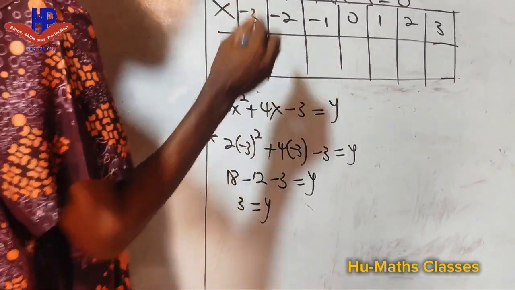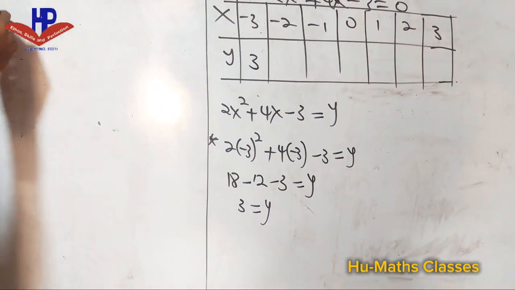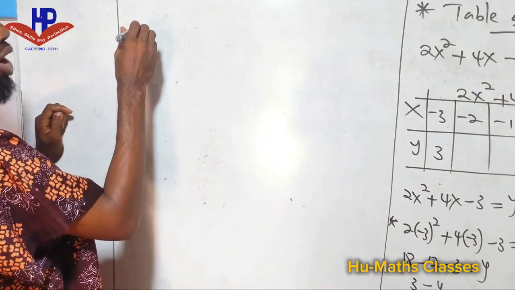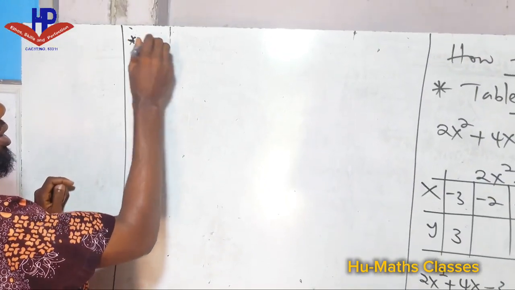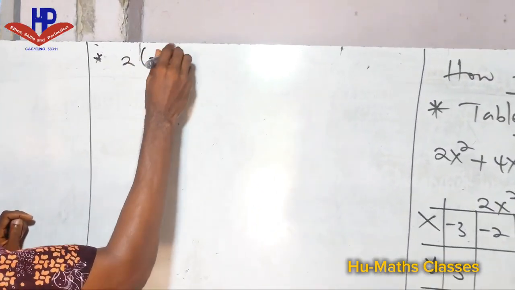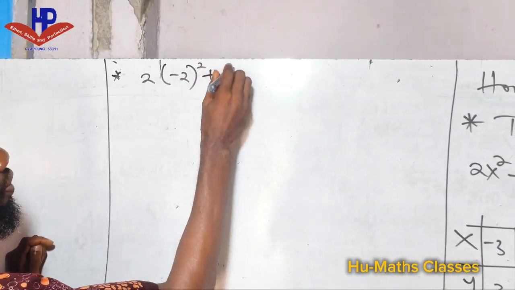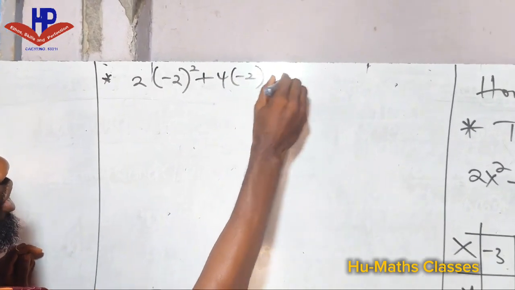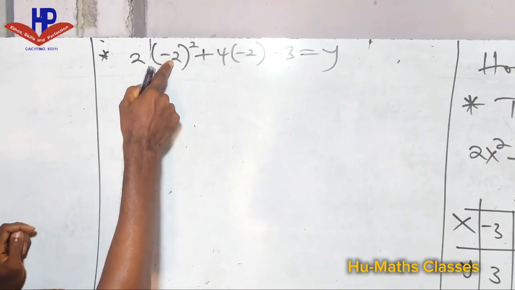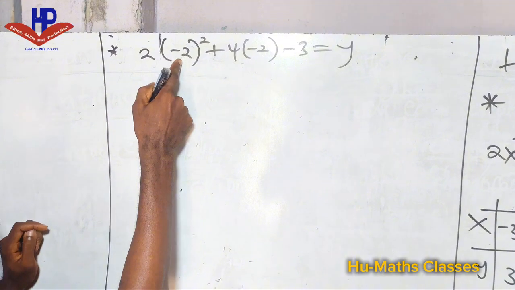So here is 3. Now, you also ask yourself, when x is minus 2, what is y? So I'll be having 2 into minus 2 squared plus 4 times minus 2 minus 3 is equal to y. Minus 2 raised to power 2 is minus 2 times minus 2.